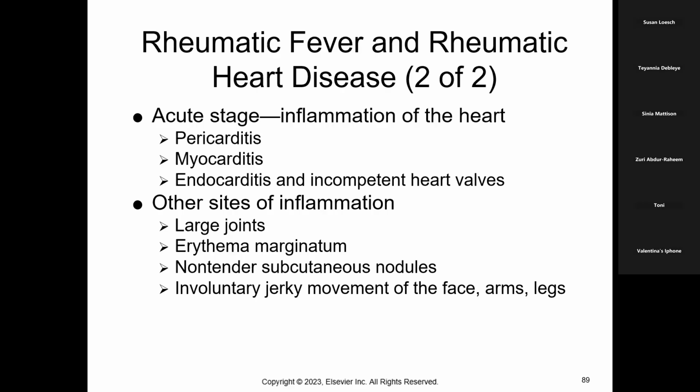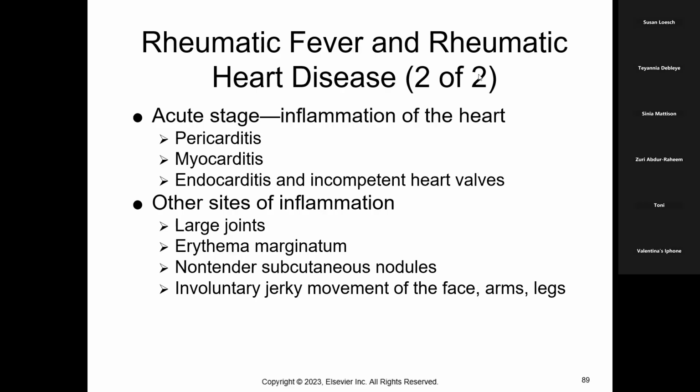And in the brain, the basal nuclei. And that basal nuclei, remember we talked about that early on as being responsible for movement. So that can cause them to have these jerky movements in the face and the legs. And it's known as chorea or St. Vitus dance.